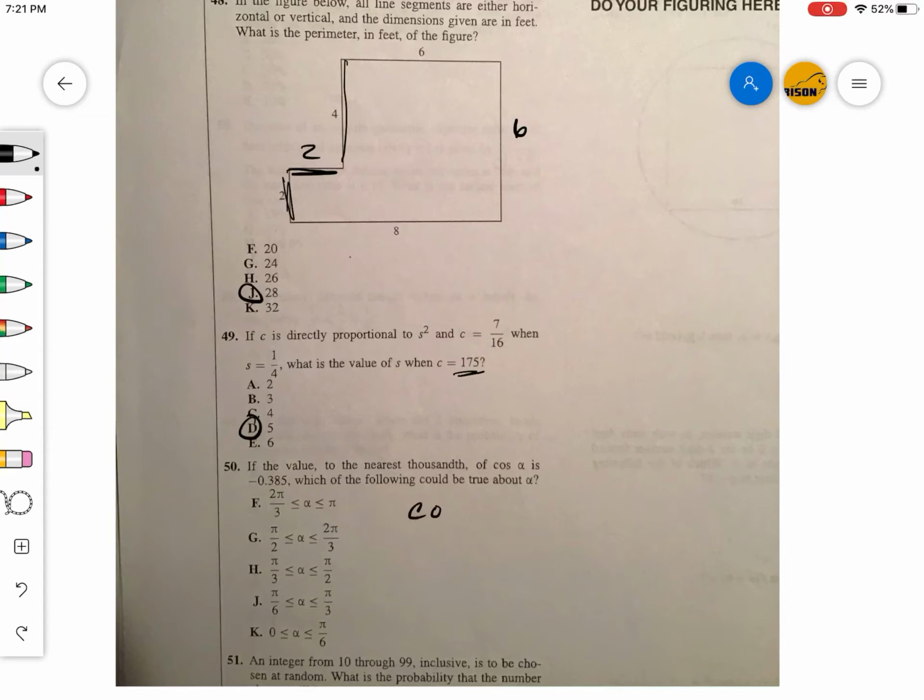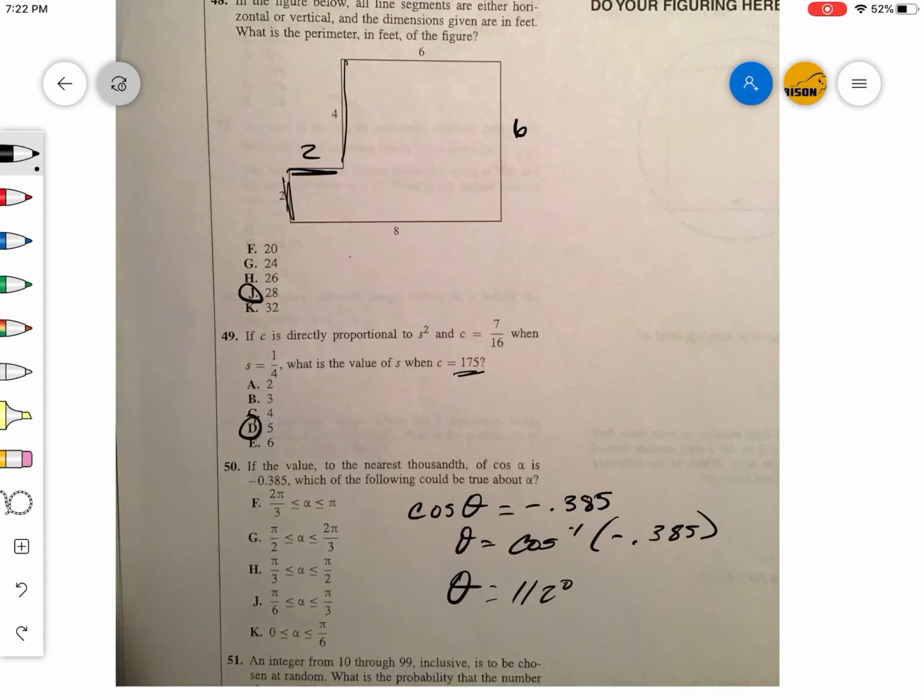Okay, so here's the thing. This really means, I'm going to use theta because that's what we have always talked about. Cosine theta is negative 0.385. If we inverse this, theta would be equal to whatever cosine inverse of negative 0.385 is, okay? If I type that in my calculator, cosine inverse negative 0.385, it gives me 112, okay? So basically 112-ish degrees.